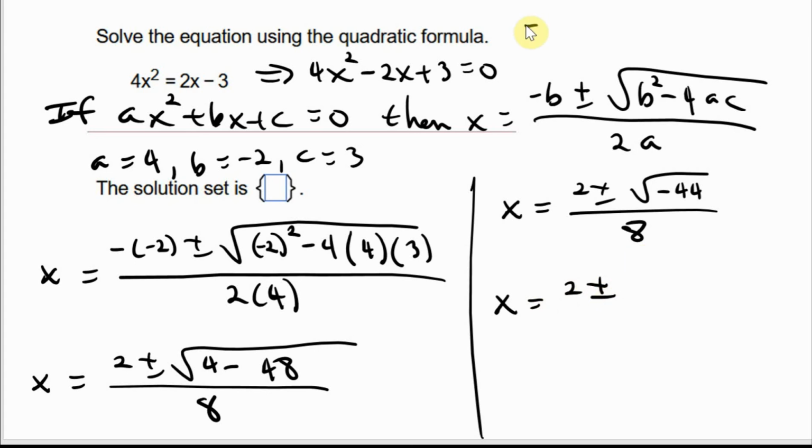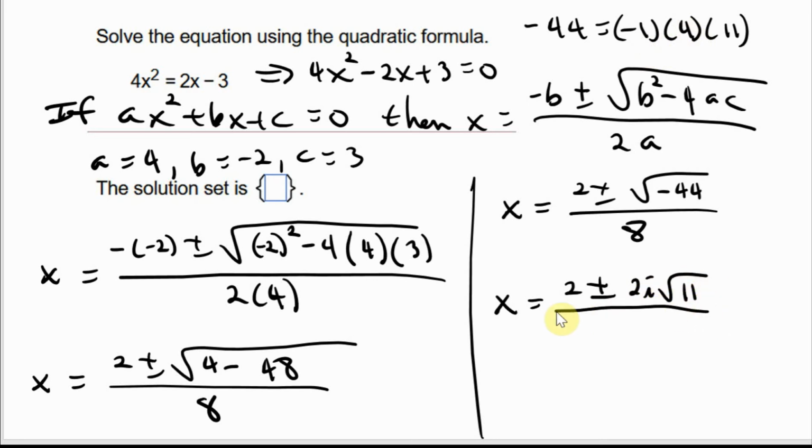Now that negative 44 is negative 1 times 4 times 11. So we know the square root of negative 1 is going to be i. The square root of 4 is 2. So we have 2i, and then we leave the 11 in that radical all over 8. And then finally we simplify, divide each term there by the 8. So we get 1/4 plus or minus i over 4 times the square root of 11. Okay.